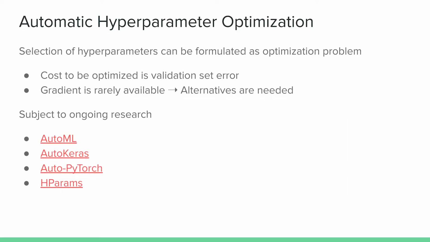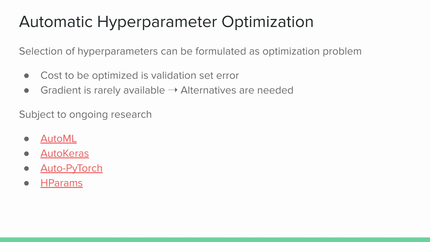One way you can perform hyperparameter optimization is by actually automating this process. And if you think about it, the selection of hyperparameters can be formulated in terms of an optimization problem as well. In that case, the cost that we're optimizing is the validation set error. So we're not optimizing on our training set, but on the validation set error. The problem is that the gradient, if we formulate it like this, is rarely available. Therefore, we need some alternatives for this.